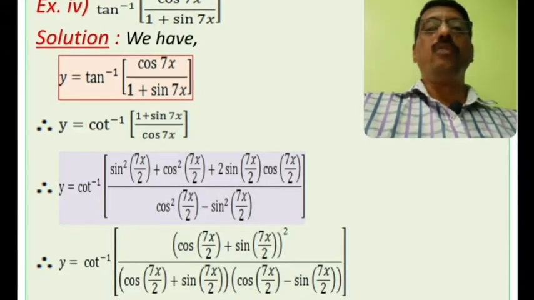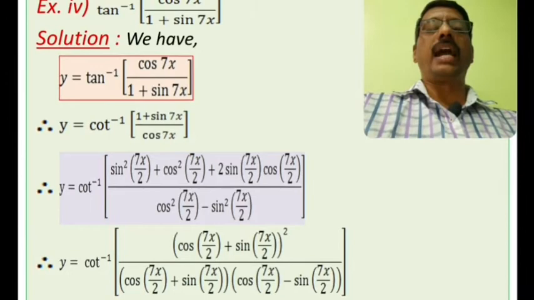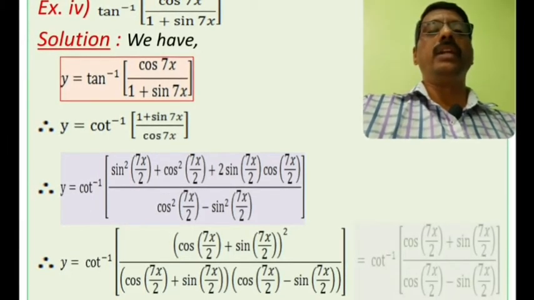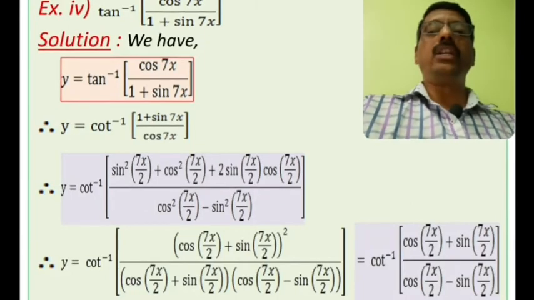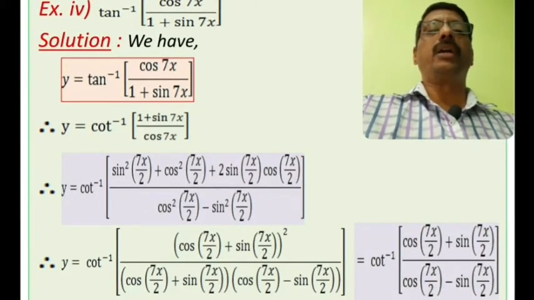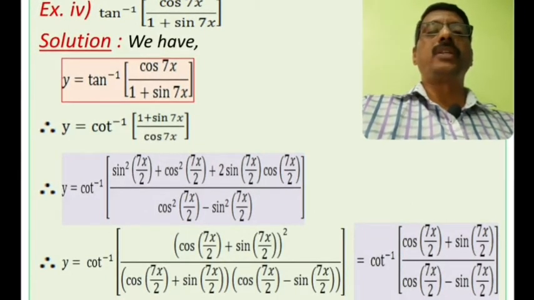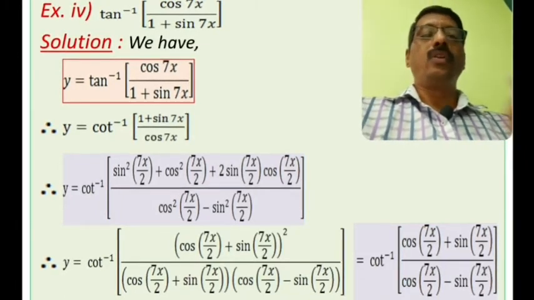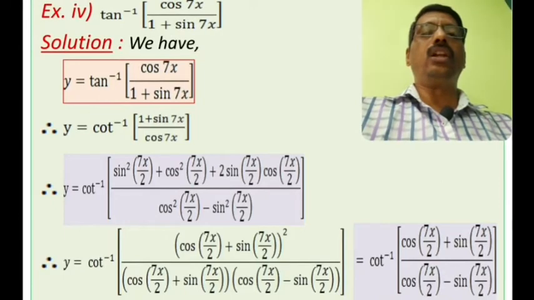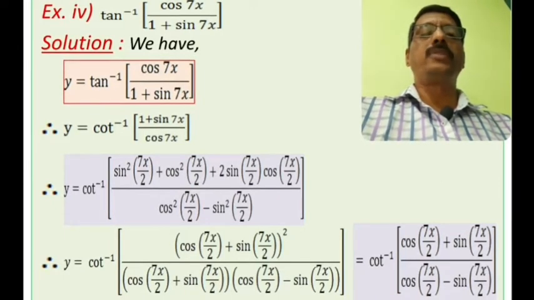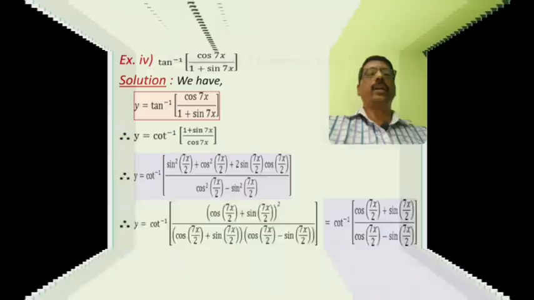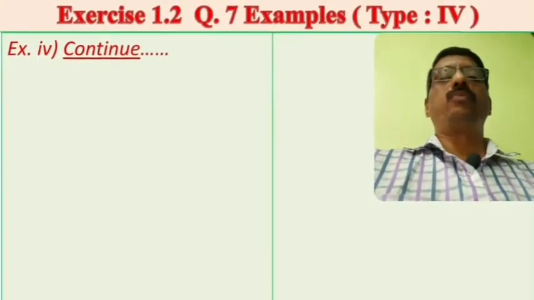Now in this bracket, cos of 7x/2 plus sin of 7x/2, which is in the numerator and denominator, those two terms cancel. And therefore the next step becomes y equal to cot inverse of, in the numerator only remaining is cos of 7x/2 plus sin of 7x/2, divided by, remaining in the denominator only, cos of 7x/2 minus sin of 7x/2.